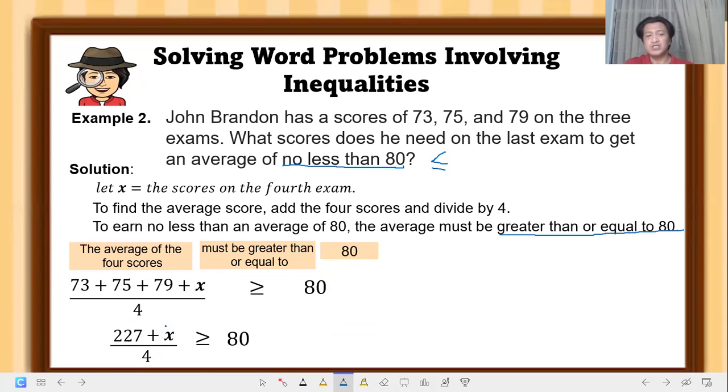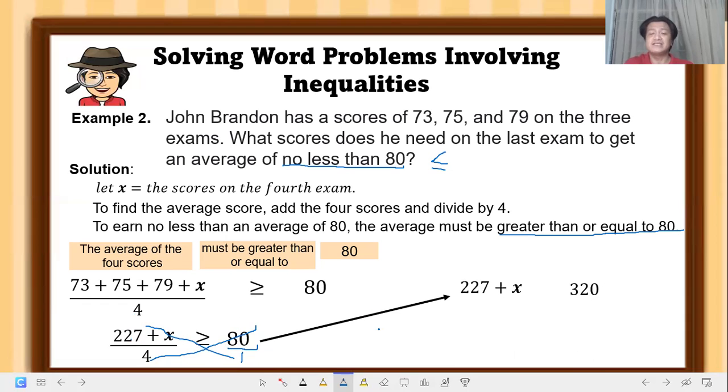And since this is a fraction, all you have to do is kailangan natin i-simplify. How are you going to simplify this? Kailangan matanggal yung denominator. We are going to apply the cross product or cross multiplication. Ibig sabihin niyan, si 4, i-multiply mo dito. Okay? Then what is the product of 4 times 80? That is 320. Okay, dito naman tayo sa kabila. Since this is whole number, automatic meron po siyang denominator na 1. Kaya 1 times this quantity 227 plus x, same pa rin yun. 227 plus x. Copy mo lang din yung symbol mo na greater than or equal symbol.